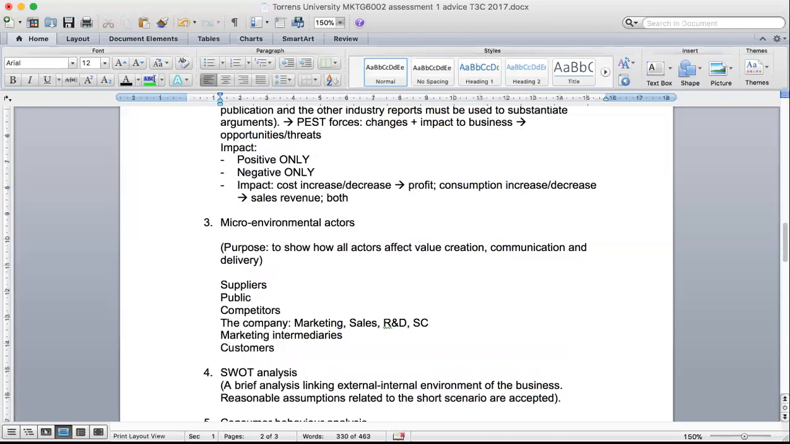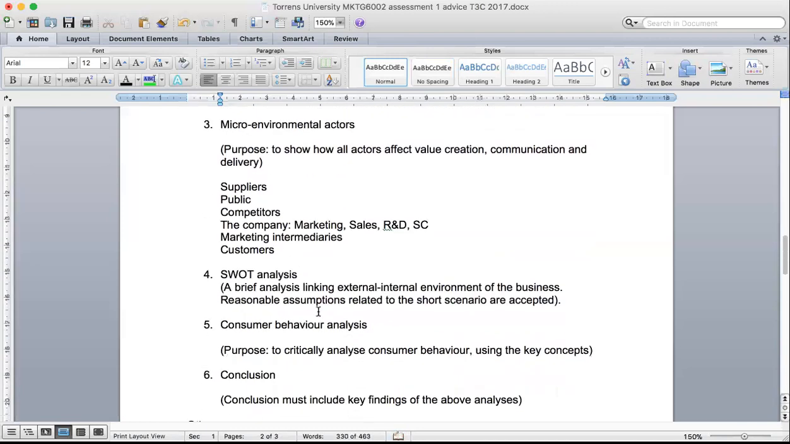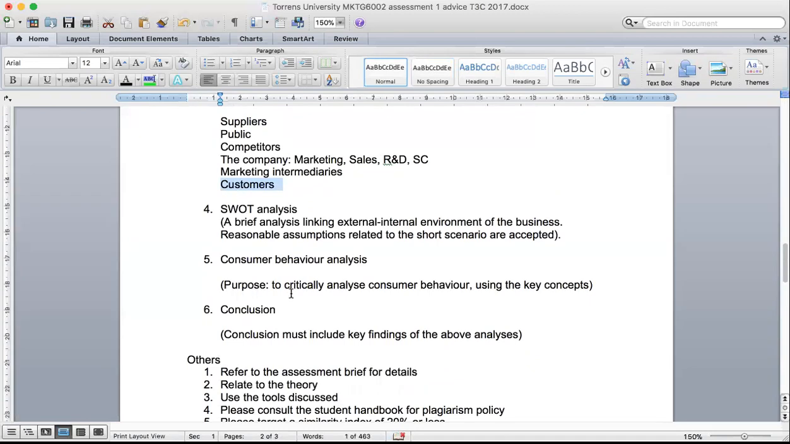And the last one, you also want to look at the customers. Who are they? What are the pressures that they have? Now in terms of customers, you can also move them into the customer behavior analysis, because we have a specific section here about customer behavior analysis. We are going to discuss this concept next week as well in terms of understanding consumer behavior.